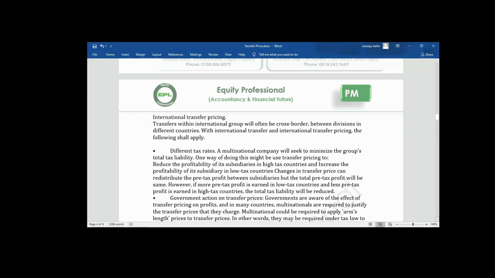Like we have Dangote Cement in Nigeria. We also have Dangote Cement in Ghana. So two countries are involved. When you are dealing with international transfer price, please be mindful of the following items. One is different tax rates. The tax rate in one country may be different from the tax rate in another country.